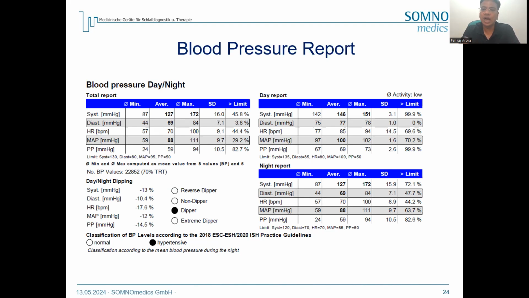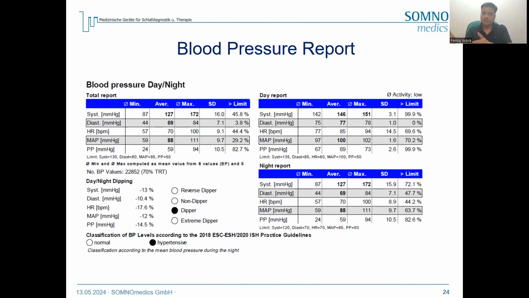So you will be able to know how the patient has behaved and how this obstructive sleep apnea or obstruction is affecting his blood pressure. In this particular case, we say it's hypertensive, but his average blood pressure during the day was 146. How do you define day blood pressure or night blood pressure? Once I told you, we define lights off.